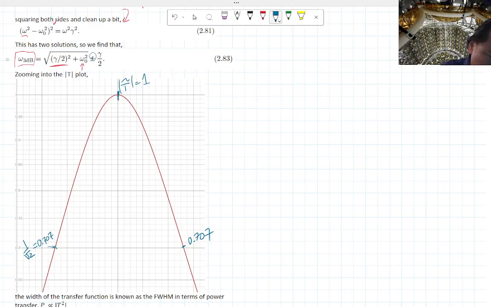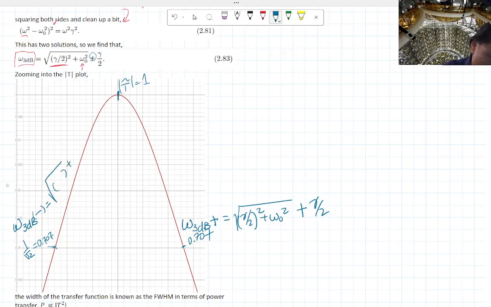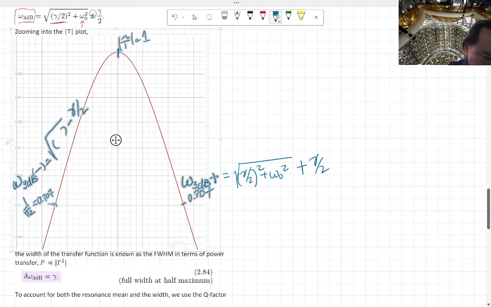So the plus solution here corresponds to omega 3 dB plus, which is going to be the square root of gamma over 2, the whole thing squared, plus omega naught squared, plus gamma over 2. And we're going to have another point here, omega 3 dB, the minus solution. That's the same thing, that whole square root thing. I'm not going to write them again, and of course the part I do write is supposed to be minus gamma over 2. So that's very interesting, right?